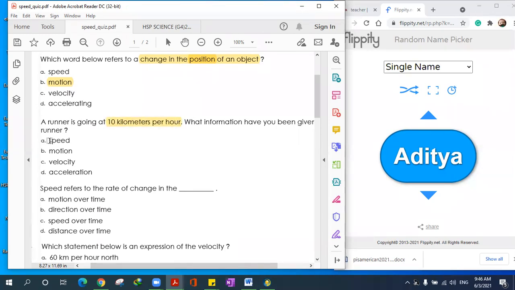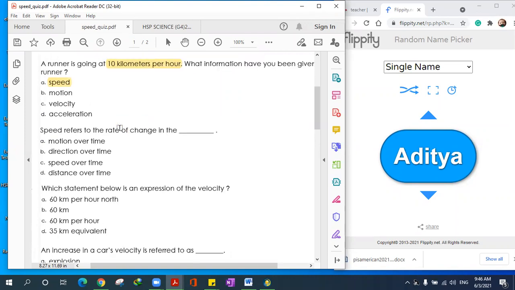Speed. Yes, well done. I'm sorry, let me just highlight speed, because he said 10 kilometers per hour. When I say any distance with hour, that means it's speed. Well done. So his speed was 10 kilometers per hour. Thank you so much.